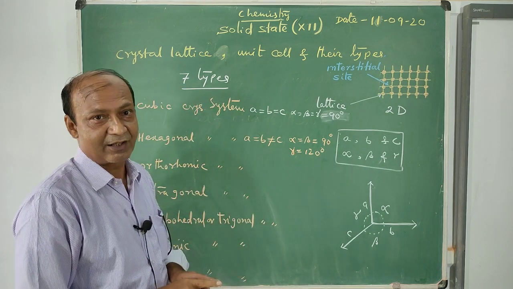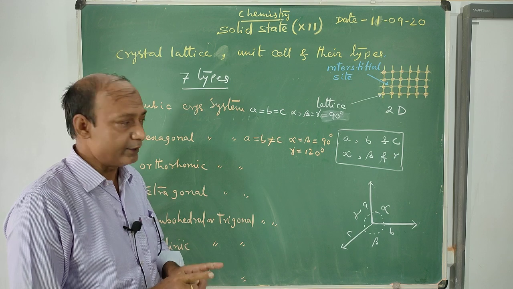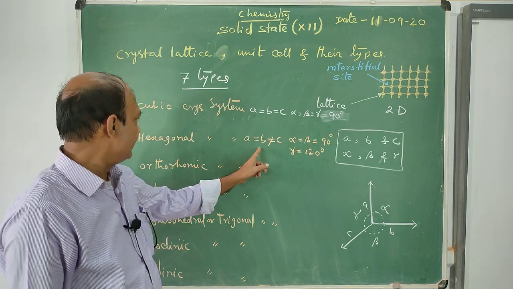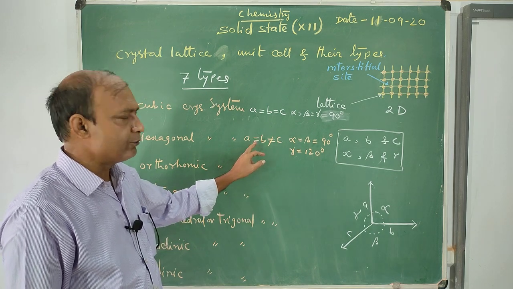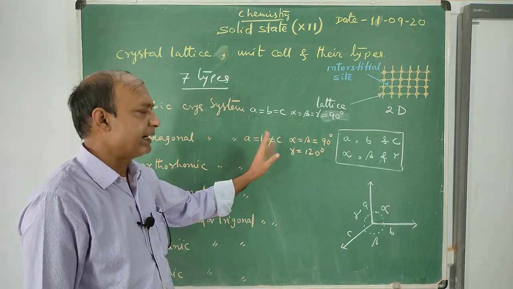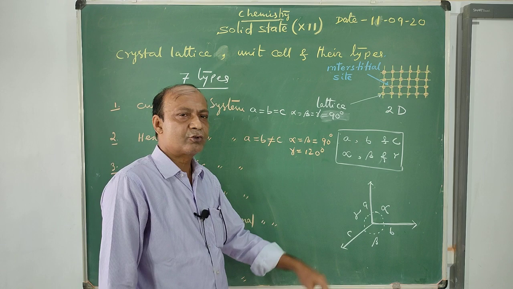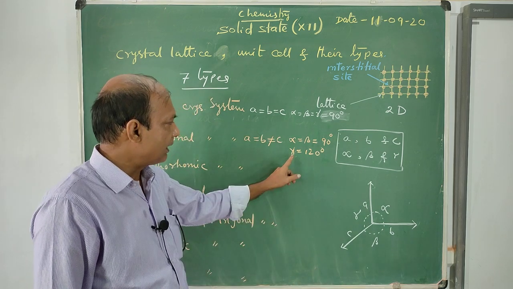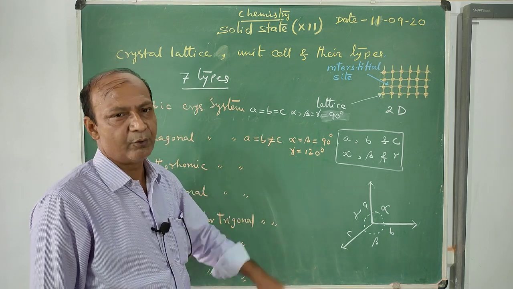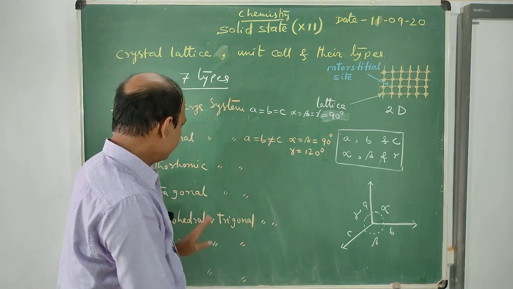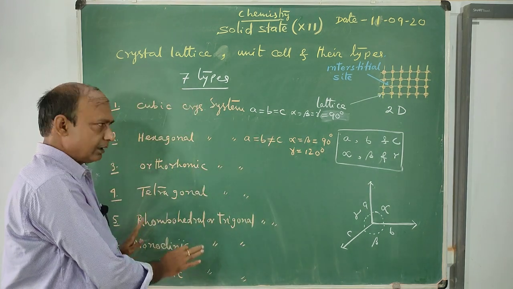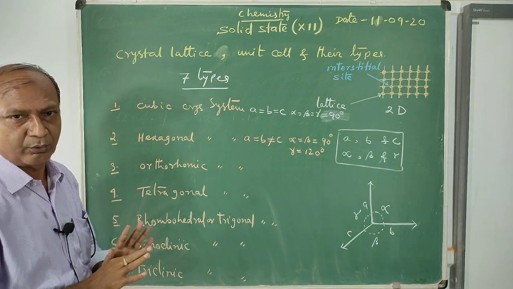So if you observe such structural features in the unit cell, then it is said to be a hexagonal unit cell. A equals B, length equals breadth, but height is different. Alpha equals beta equals 90 degrees, but gamma is equal to 120 degrees. So on the basis of these variations, 7 types of crystal systems are found.